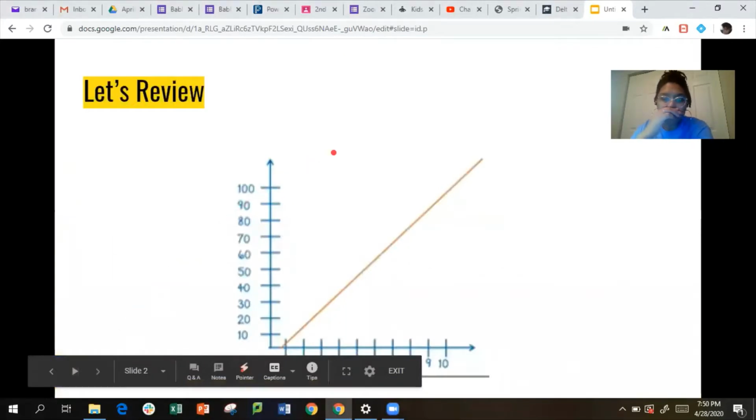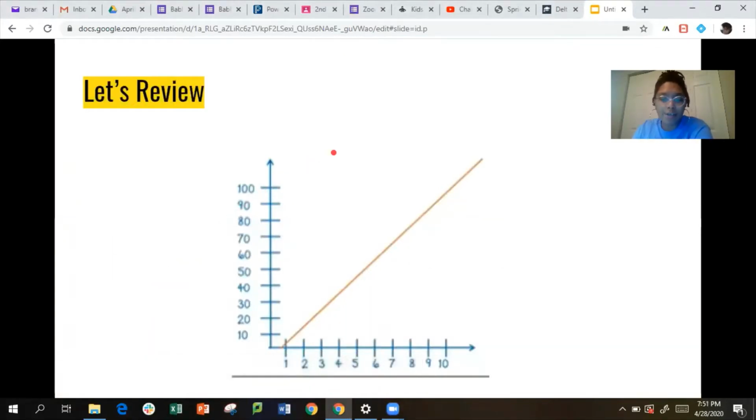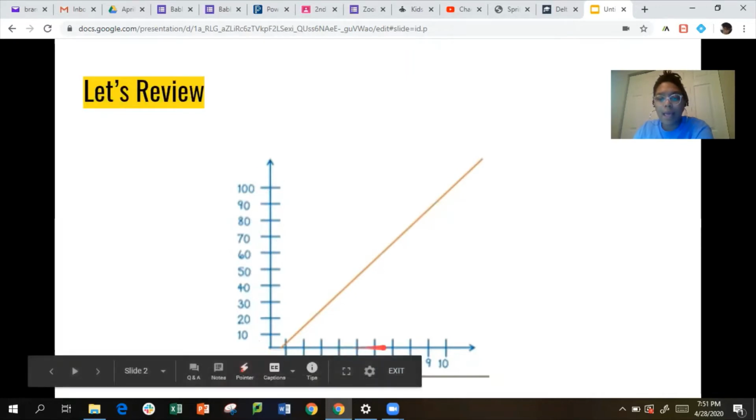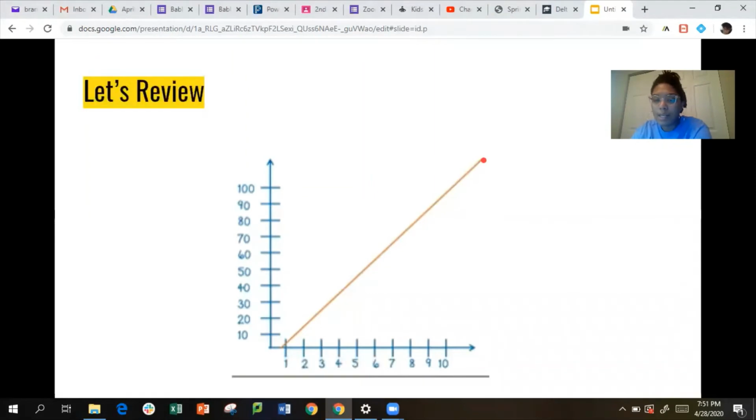All right, so let's go ahead and look at this graph here. As you can see, I have my y-axis here, my x-axis there, and then I have a straight line drawn where I could easily point out what the points are on this line. I know that this line is linear, and I can tell that it is also positive.